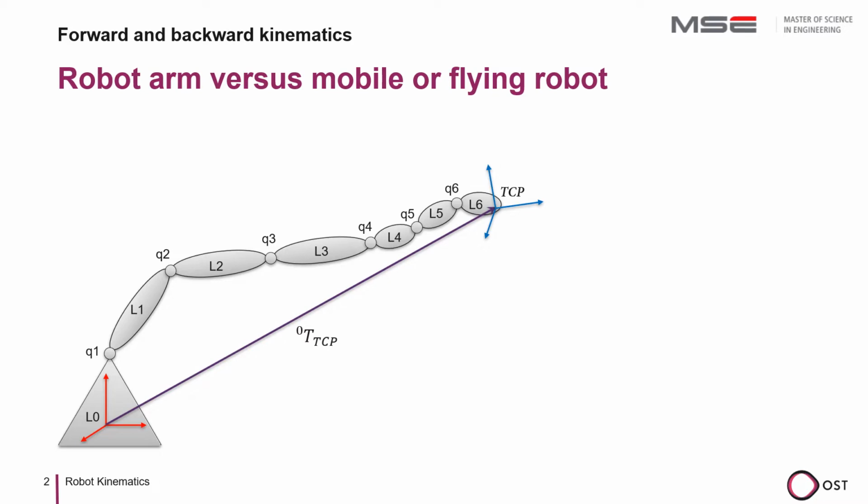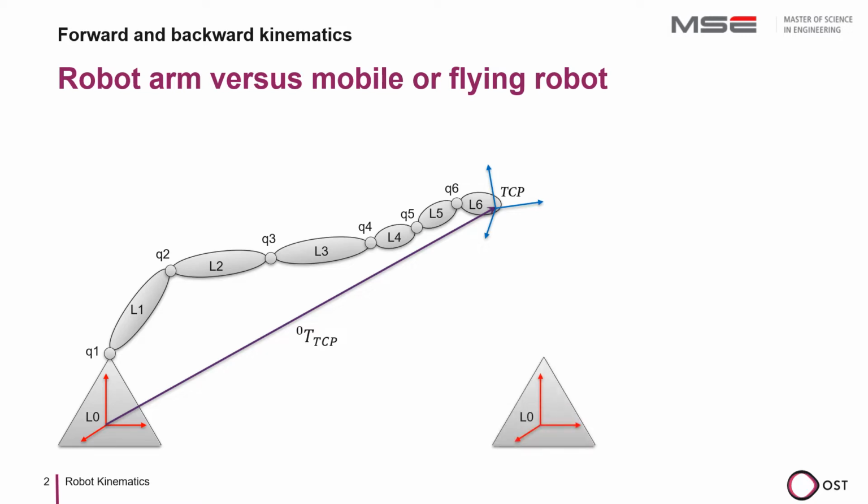The position and orientation of the tool center point TCP in relation to the base is described here with a homogeneous transformation matrix. With a serial robot arm, I can always use the forward kinematics to precisely determine the position and orientation of the tool center point TCP from the generalized robot coordinates, in this case the joint angles. Often I can also determine the generalized robot coordinates or joint angles from the position and orientation of the tool center point using backward kinematics.